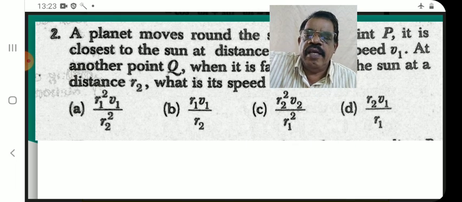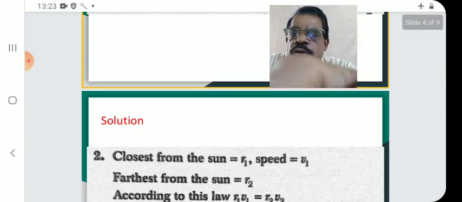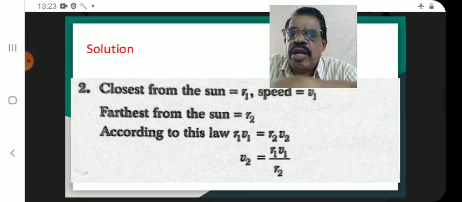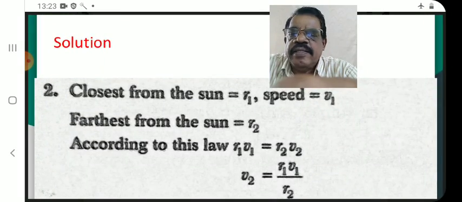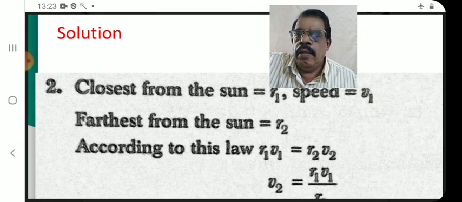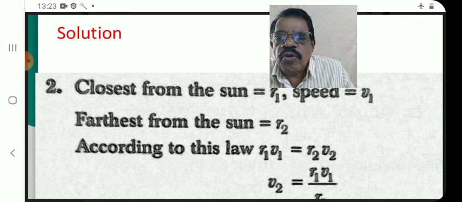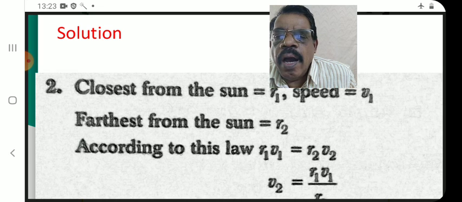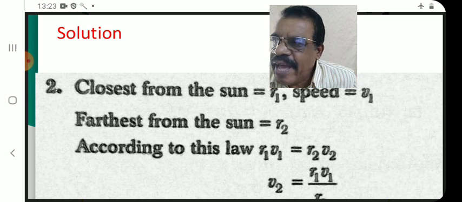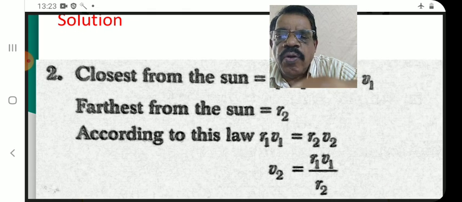It is done here. For planetary motion or elliptical motion, angular momentum is conserved. According to the principle of conservation of angular momentum, m r1 v1 is equal to m r2 v2. The mass of the planet cancels from either side. Therefore, v2 is equal to r1 v1 by r2.